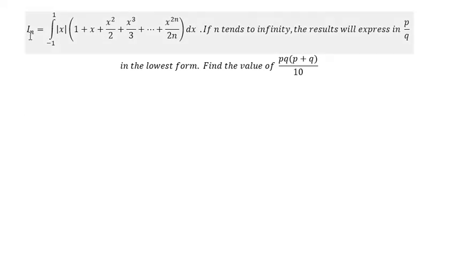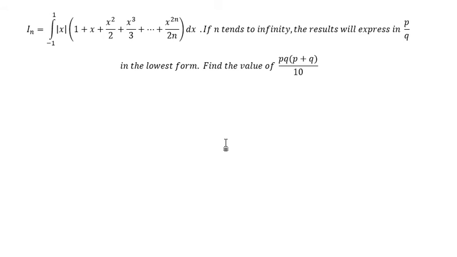We have I_n equals the integral from negative 1 to positive 1 of the absolute value of x multiplied with (1 plus x squared over 2 and so on until x to the power of 2n over 2n) dx. If n tends to infinity, the result will be expressed as p over q in the lowest form. Find the value of pq multiplied with (p plus q) over 10.